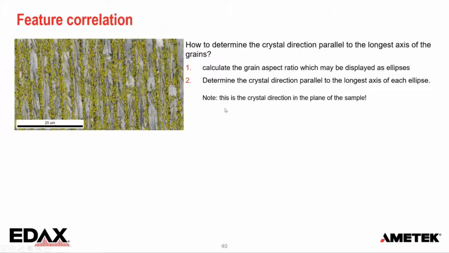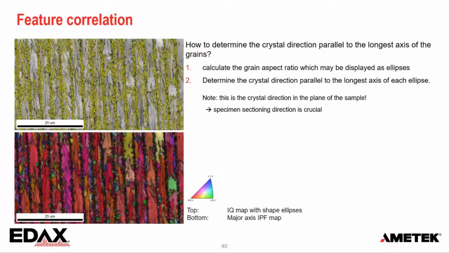Now, there's a big note here. It's in the plane of the sample. So it's extremely important that you have your sectioning correct. Otherwise, we don't know what is happening in the third dimension. But once we've done that, we can color code all the grains individually by the longest axis of the grain. So it's not parallel to one fixed external axis, but each grain has its own reference axis as indicated by these ellipses. And you can see that most of the grains are red, indicating that the 001 is the preferred crystallization direction.